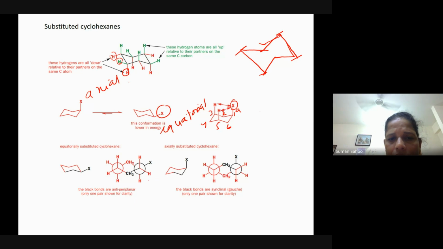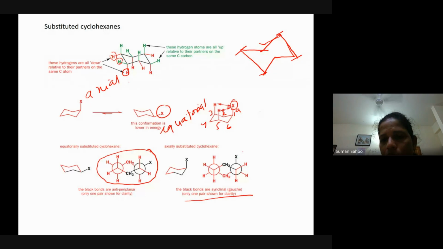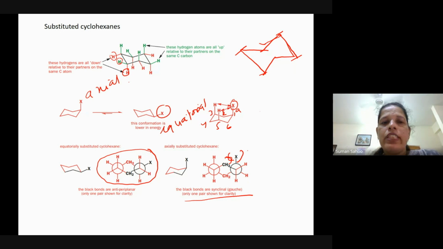Or if you see the conformational isomer of this one, if we put it in the equatorial position, here you have no steric hindrance in such a way. But if we put it in the axial condition, you see here the X and this CH2 bond are in a gauche condition, not eclipsed, but still gauche, and here it is anti-periplanar. So the axial conformer is less stable as compared to the equatorial substituent position or conformation.